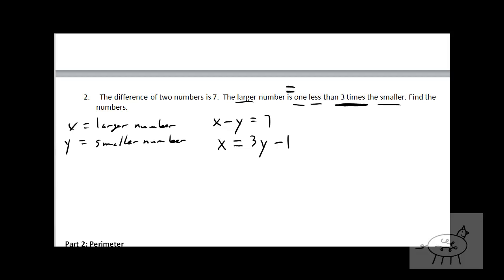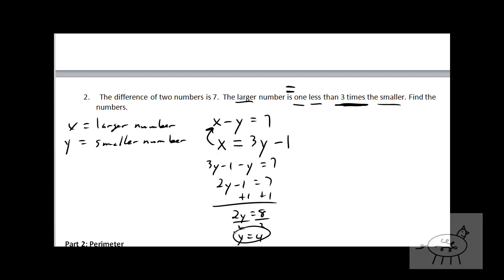Find the numbers. All right, so now I'm going to use the substitution method. I'm going to take that x and substitute it into there. So instead of x, I'm going to say 3y minus 1 minus the y equals 7. So 3y minus y is 2y minus 1 equals 7. Plus 1, 2y equals 8, divide by 2, y equals 4. Okay, so that's my smaller number right there.